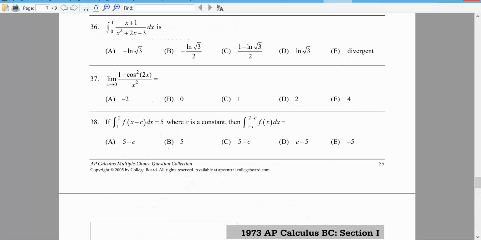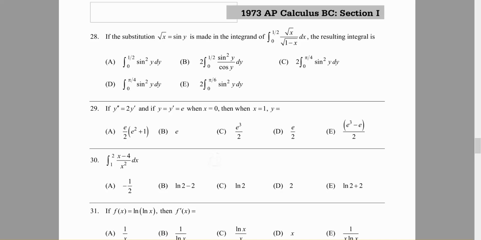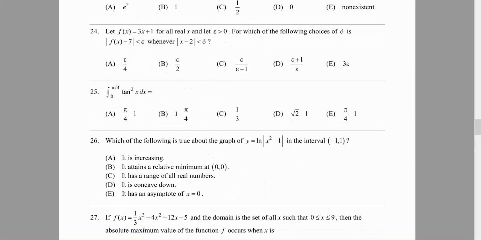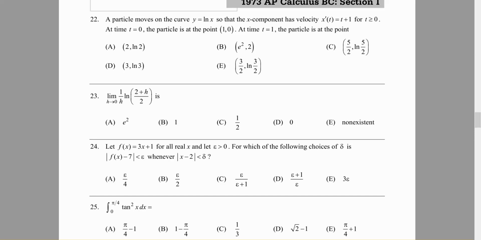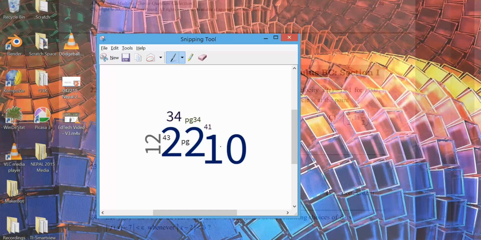So 22, 1973, right? Oh, don't do this full screen thing again. For some reason, I can jump it into full screen, and I have no idea why it does it, but it's okay. This one right here, 22. Ooh, is it a particle one? Particles are like my favorite.